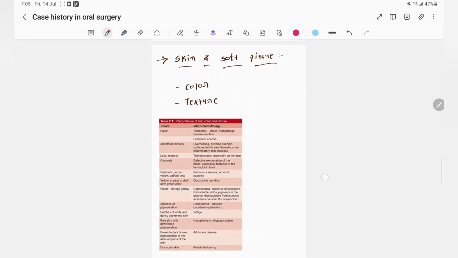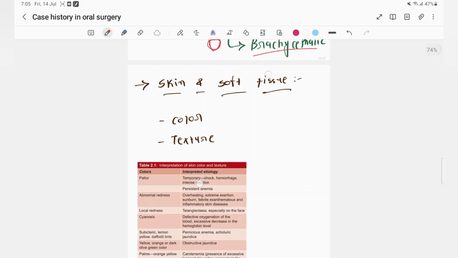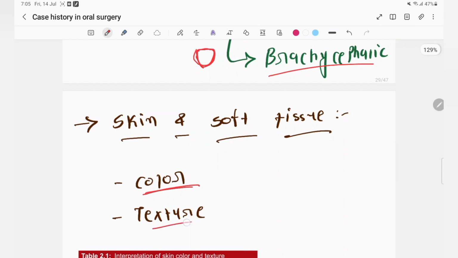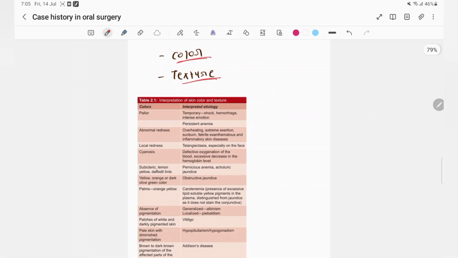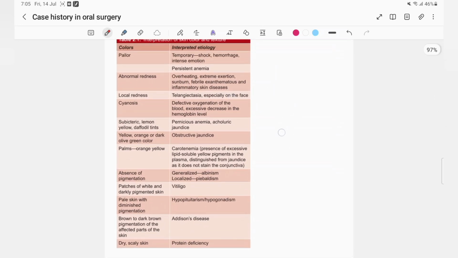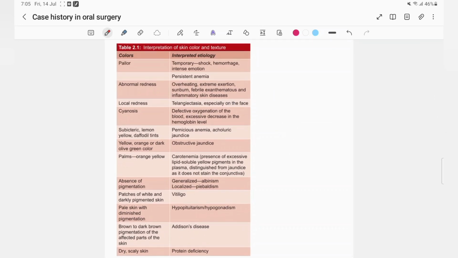Then moving to skin and soft tissue. For this, you have to examine the color and texture of skin and soft tissue. So this is a chart from Nilima Malik, which we have to refer to. In this, we have some important things like pallor, any abnormal redness, then cyanosis is important for us. Okay, then yellow color is important.